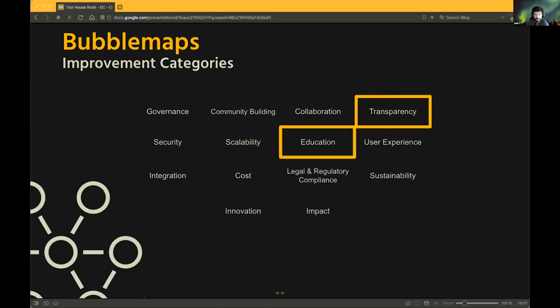This is on the areas that we believe Bubblemaps could improve: education and transparency, especially in terms of on-chain voting. So with that, and without any further ado, I give you Nikki. Hopefully I didn't butcher the intro too much, and you can do a better job explaining what you do.